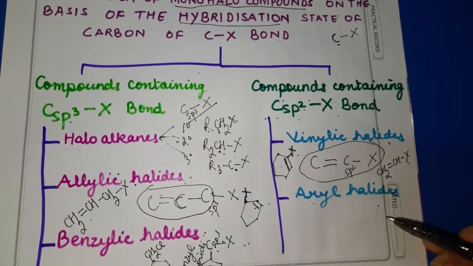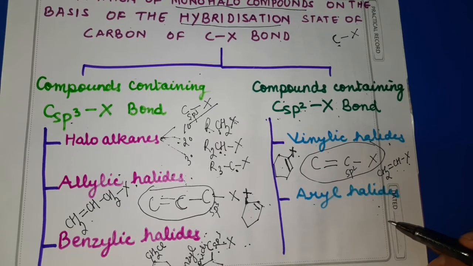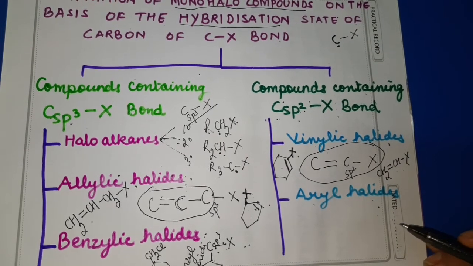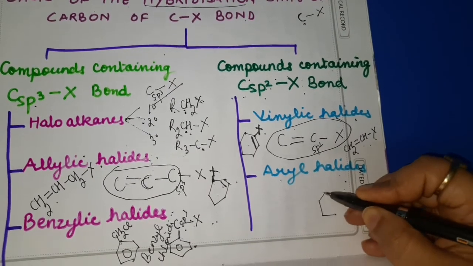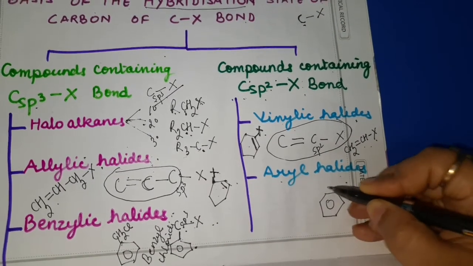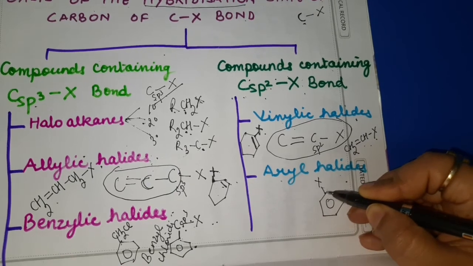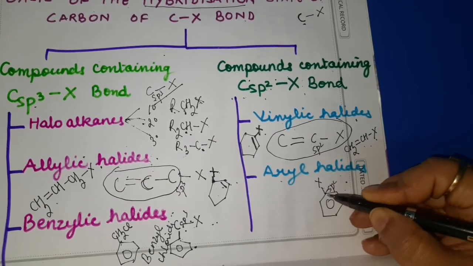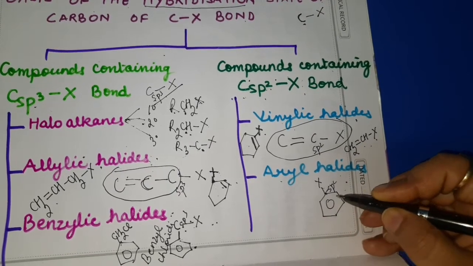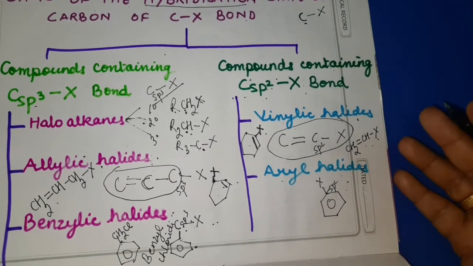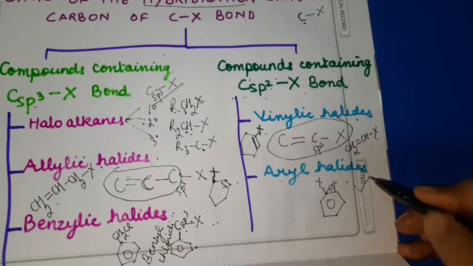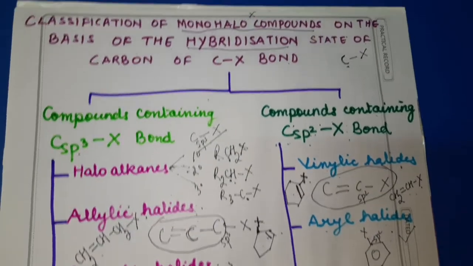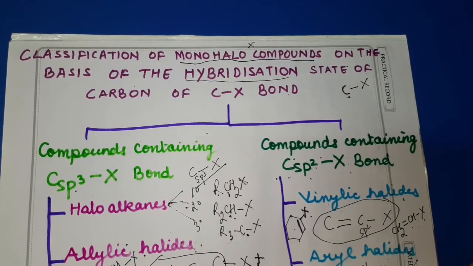And the last is aryl halide. Dear students, they are very much familiar to you. They are aromatic halogen compounds. Like here, halogen is directly attached to the sp2 hybridized carbon. This is the sp2 hybridized carbon of the aromatic nucleus. So chlorobenzene, bromobenzene, iodobenzene all become examples of this class. I hope, dear students, this classification must have been understood by all of you.